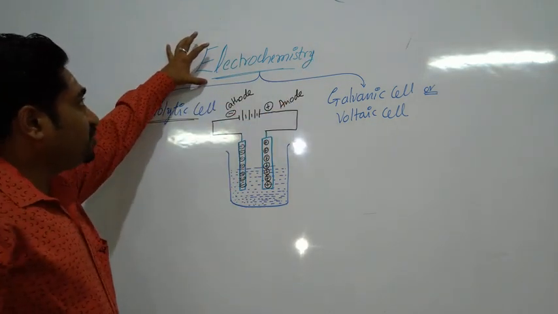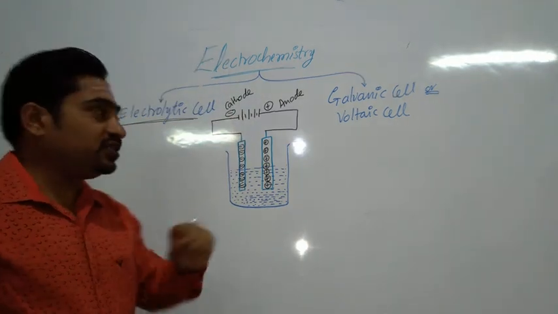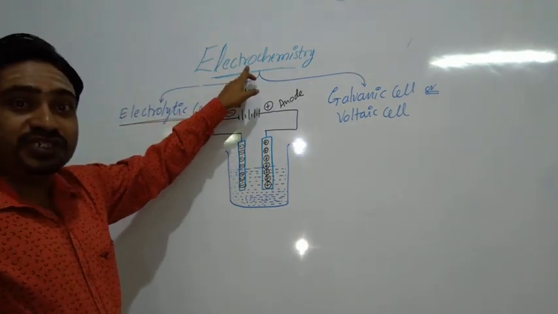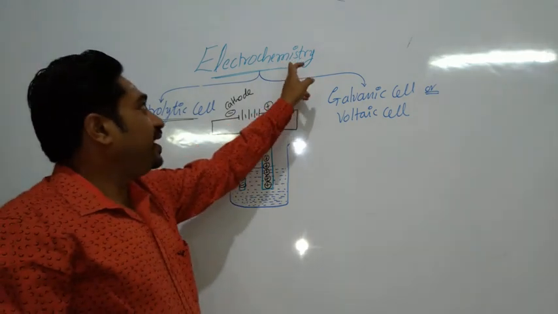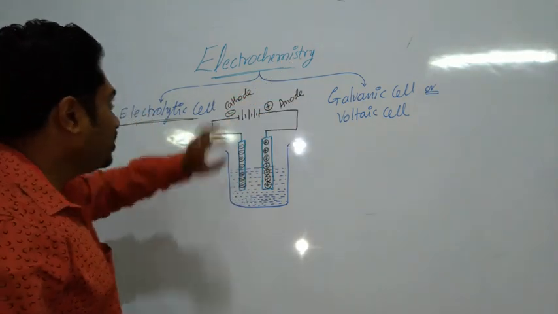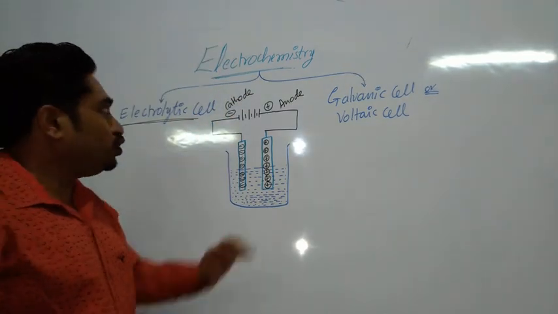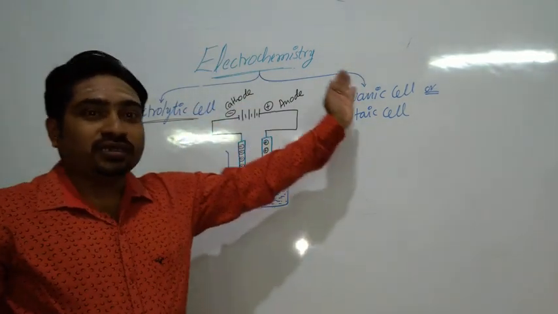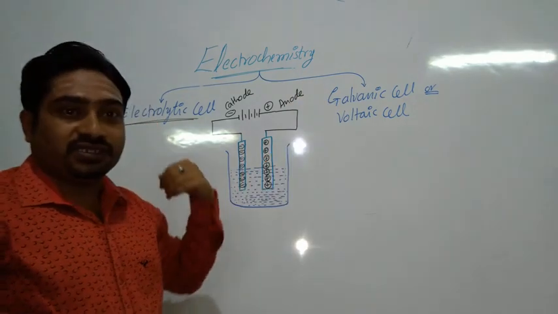This word electrochemistry is a combination of two words. The first one is electro, which means electrical energy, and the second word is chemistry, that means chemical energy. Here there is an interconversion of electrical energy into chemical energy and vice versa.